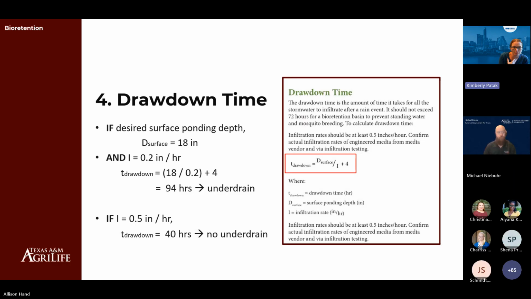And so then you have to think of, is that good enough, right? Are we close enough to the 48 hours? So then coordinating with the maintenance professional and then your regulators and the owner to understand if you maybe amended that soil too much, or if the 40 hours is close enough to the 48. And then the last step for the design of a bioretention cell is the outlet structure.